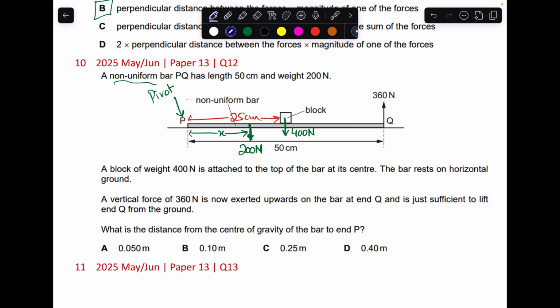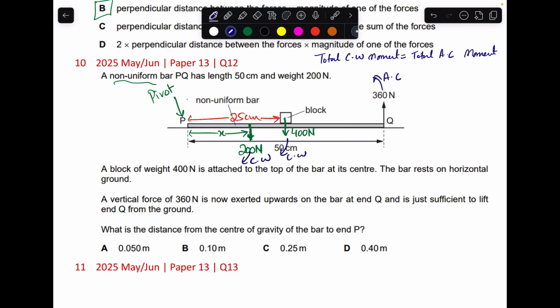So what we know, the total clockwise moment must be equal to the total anti-clockwise moment. So this thing is producing anti-clockwise moment. This is producing clockwise, and this is also producing clockwise moment.